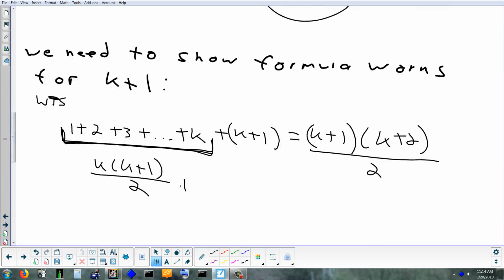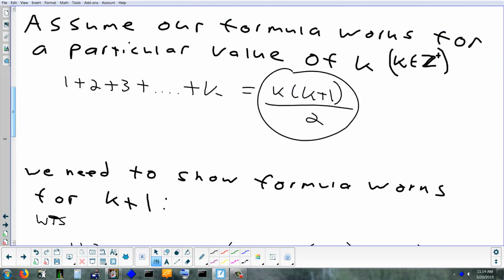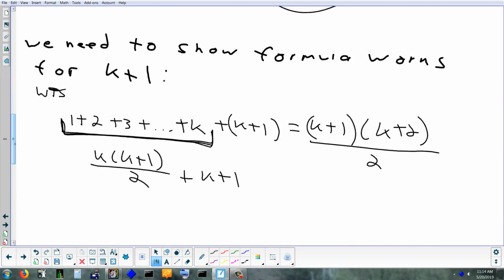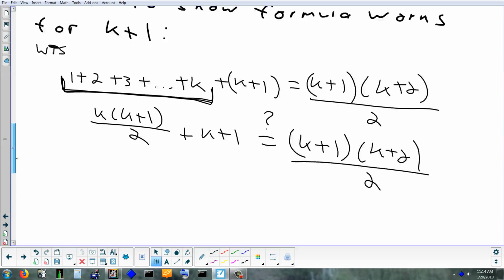So that's up to k, but now we're adding one more term. And based on our formula, when we add one more term, I should be able to just change all the k's to k plus 1s, and the formula should work. Okay. So that's the question. Does this work? So, how could I see if what's on the left and what's on the right are the same? What would I have to do?